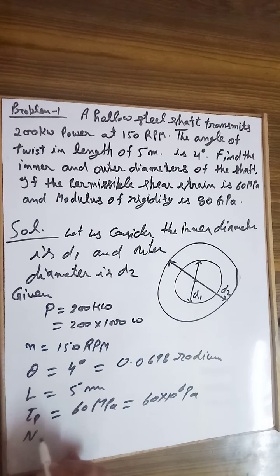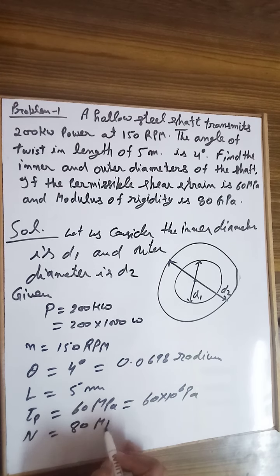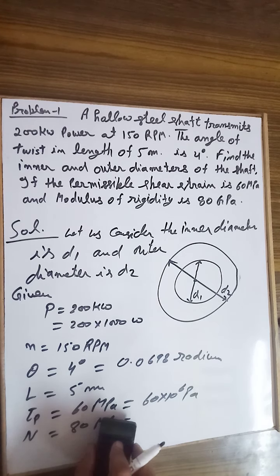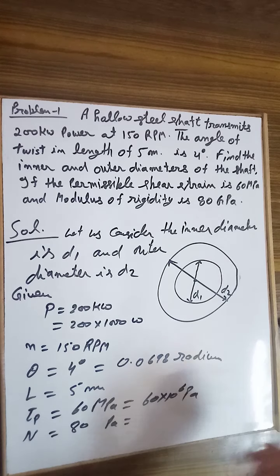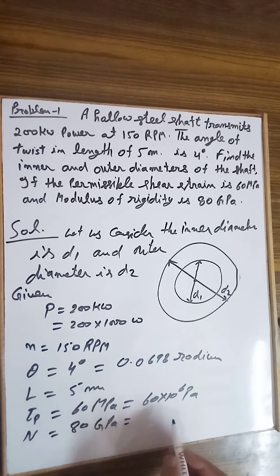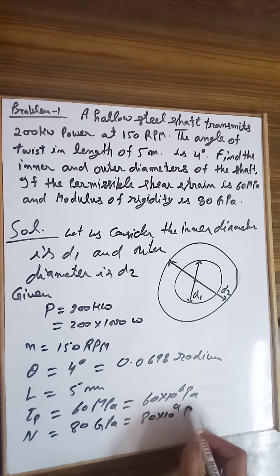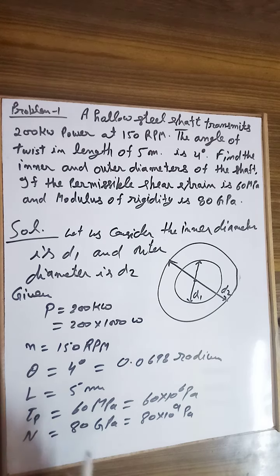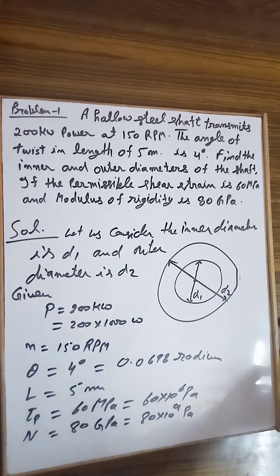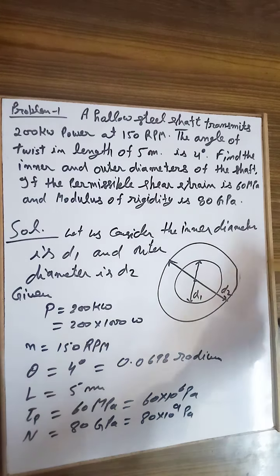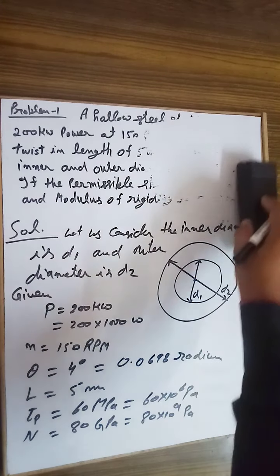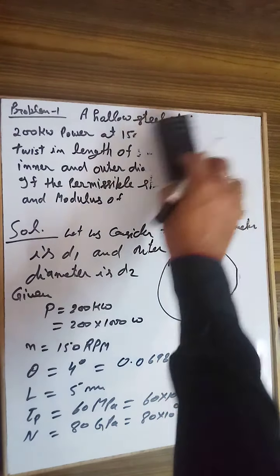And similarly the value of the modulus of rigidity is 80 megapascal. It is given, it's not 80 megapascal, it's gigapascal in the question. It's gigapascal, so we can write it here as 80 into 10 to the power 9 pascal. So in pascal we have converted all these values. So what is the formula that is used? In the previous videos we have derived the formula.